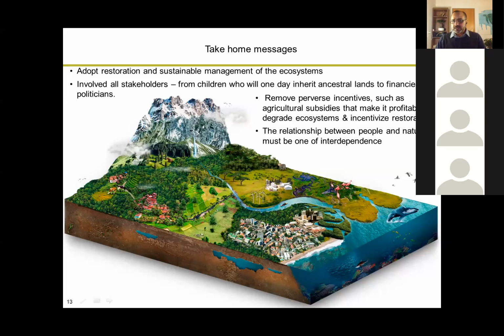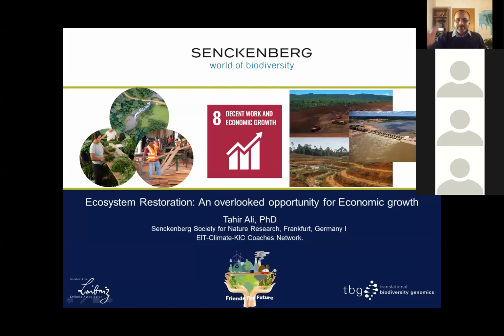And then lastly, the relationship between people and nature must be one of interdependence. We should not exploit each other as humans are exploiting each other. Similarly, we are exploiting our resources at the risk of losing them. So that's the take home message for this talk, and I think here I would end. If I have been very cryptic, or people did not understand, they can ask.